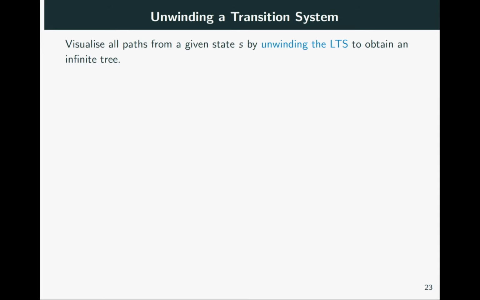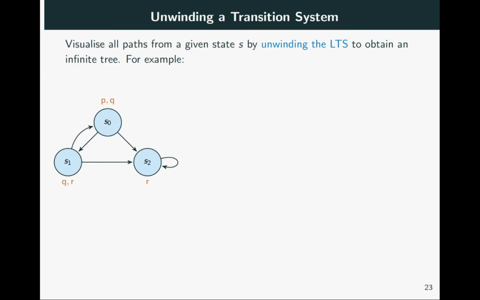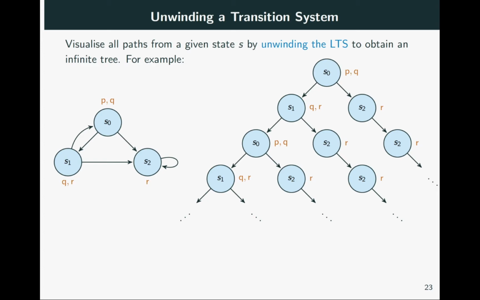Now, a good way to visualize the paths through an LTS, starting in a given state, say S0, is by mentally unwinding the LTS into an infinite tree as shown next. Let us consider this small LTS as an example. The tree obtained by unwinding it looks as follows. The root of the tree is S0. This branches into S1 and S2 because this is the situation in the original LTS. So S0 transits to S1 and S0 transits to S2.